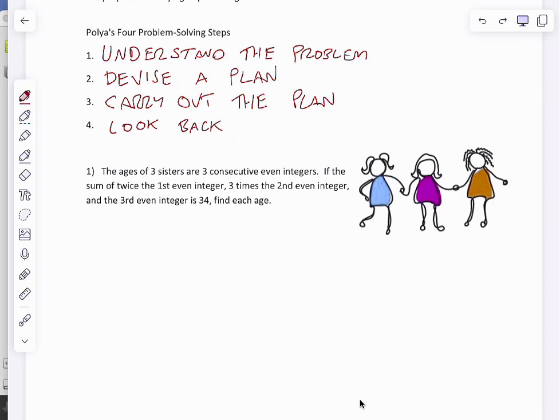So, an integer is any number that doesn't need to be written as a fraction. So if you think about a number line, you have 0, 1, 2, 3, 4, and then going the opposite way, -1, -2, -3, those are integers. They're different than whole numbers because whole numbers can't be negative. Okay.